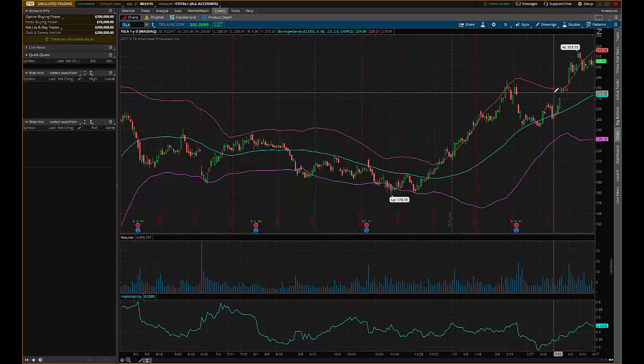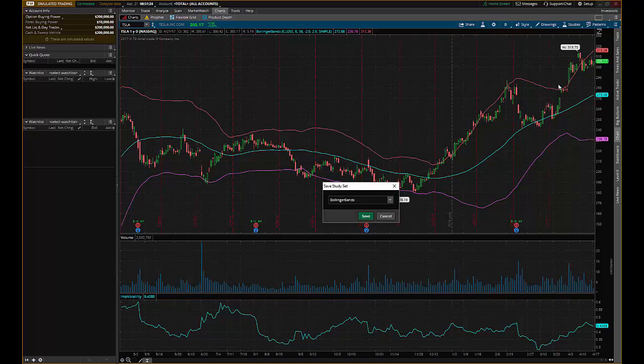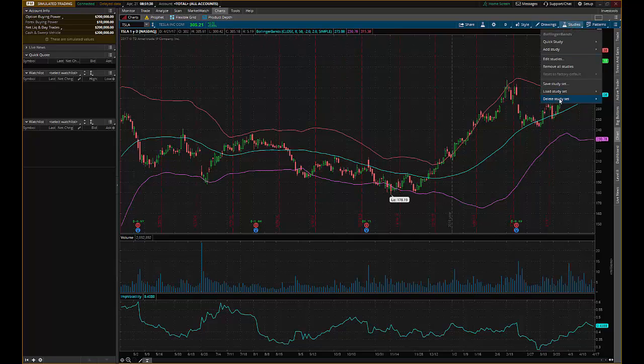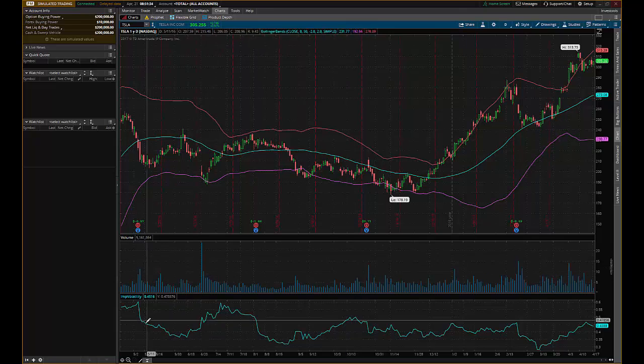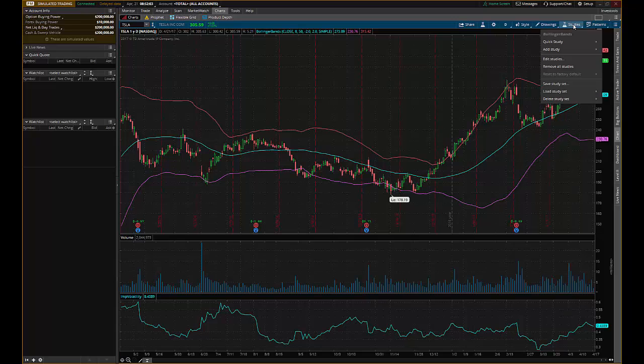And if I like the study, I can go ahead and save it. So I go up to studies, save study set, and let's just keep it under Bollinger Bands. So now if I come up here and hit studies, load study, Bollinger Bands, this is what's going to come up now with the implied volatility. Okay, so now let's come up here to studies and remove all studies.